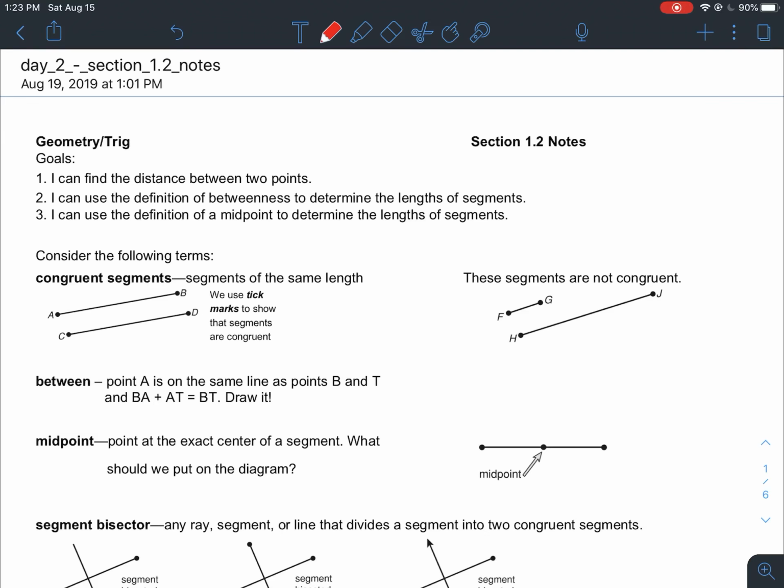Welcome back. Section 1.2. We call this congruent segments.